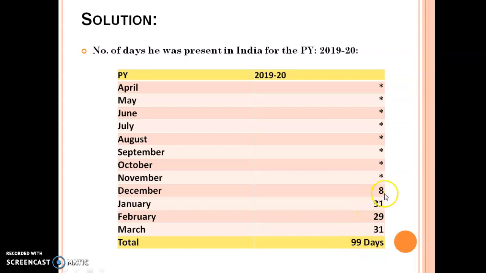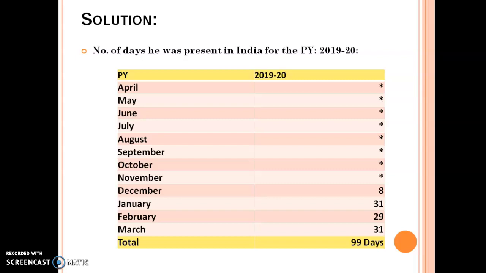He came back to India on 23rd December. So, he was in India in December for 8 days, and in January 2020 he was in India for 31 days, and 29 days in February and 31 days in March. So, total days are 99 days. So, you can see that he does not fulfill the first basic condition under section 6(1)(a), that is to be present in India for at least 182 days or more.